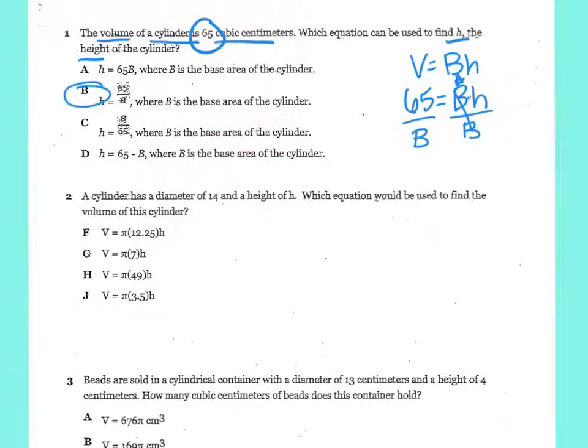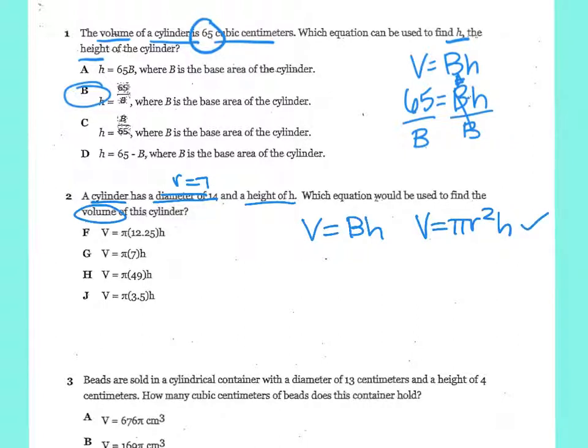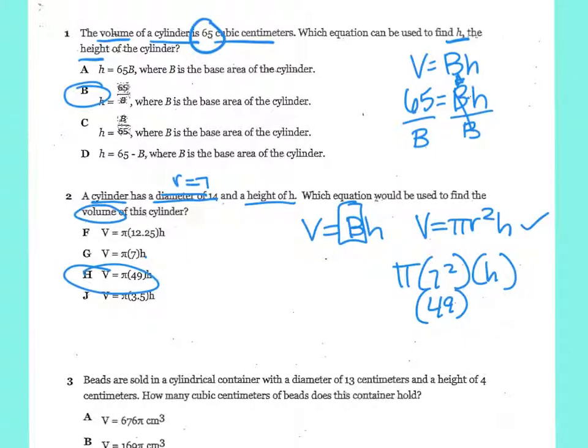Number 2, a cylinder has a diameter of 14, so a radius of 7, and a height of h, which equation could be used to find the volume of the cylinder. So same formula, area of the base times height, but we need to know that we're really using this one. Since it's a cylinder, our base is a circle, so area of the base would be pi r squared. So pi times 7 squared times height. Okay, so looking at my answer choices, I see 7, but it's 7 squared, which is actually 49. So that should be H.